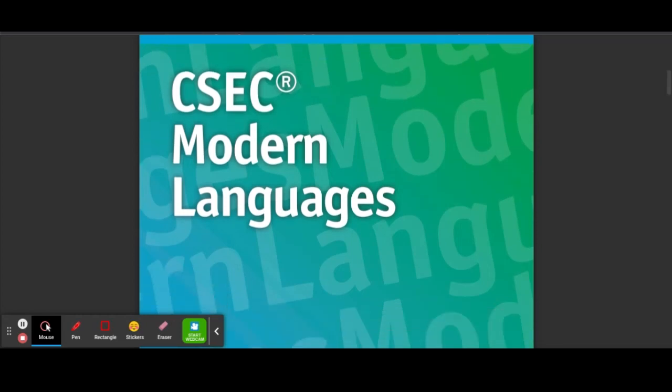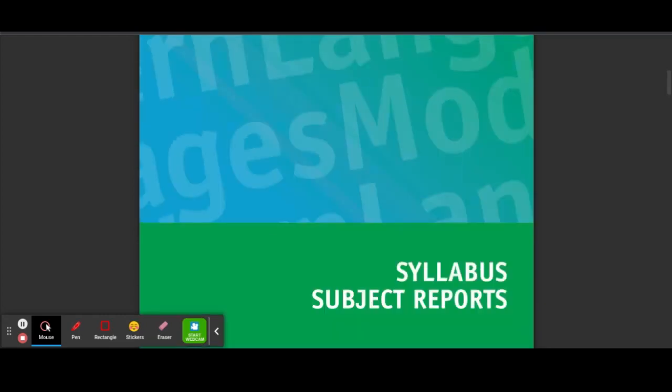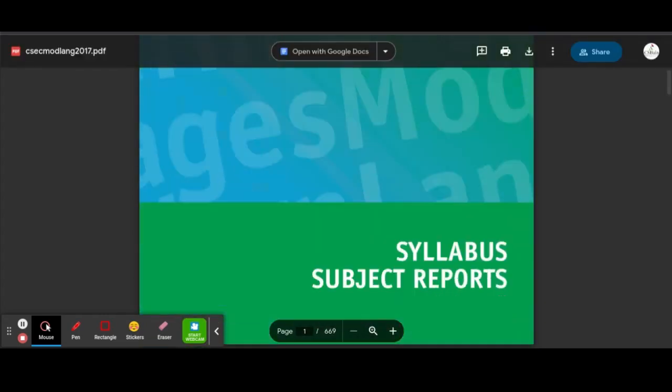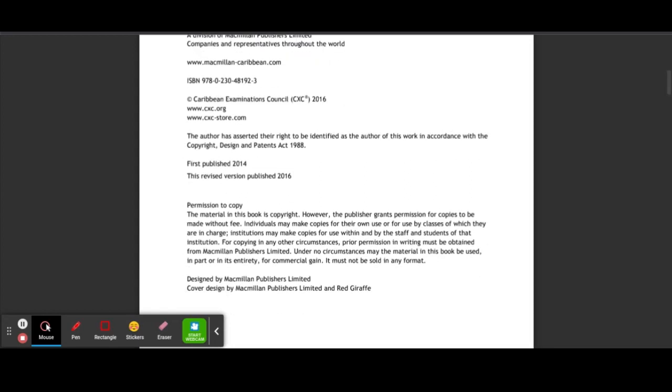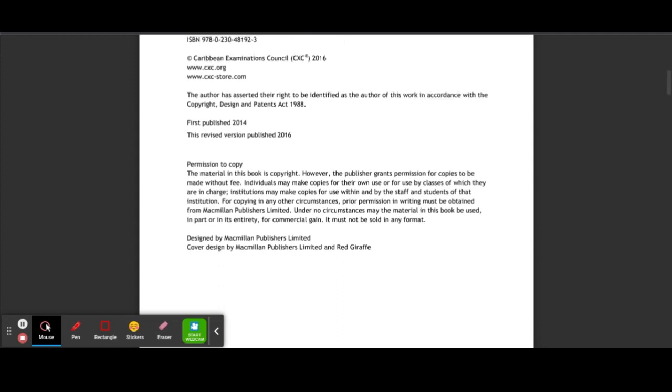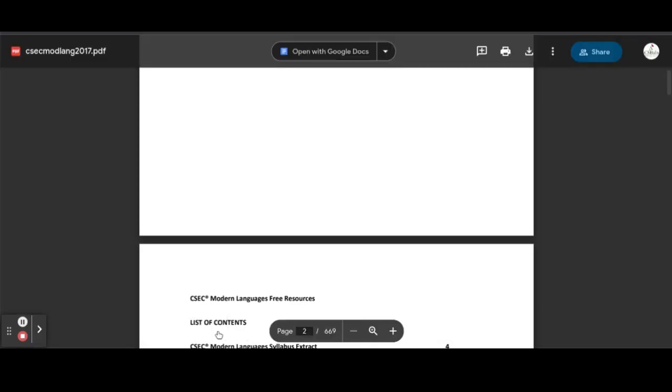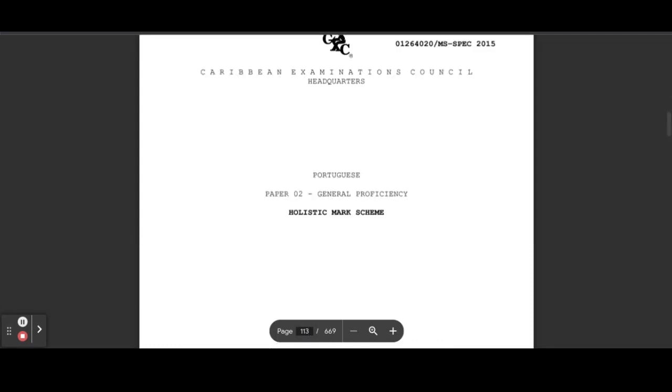Okay, same exact criteria. So you can see this is taken from the CSEC Modern Languages, and this is the revised 2016 version, because I believe the new syllabus came into effect in 2017. So this is what we're going to work with, and I'm going straight to our mark scheme area.